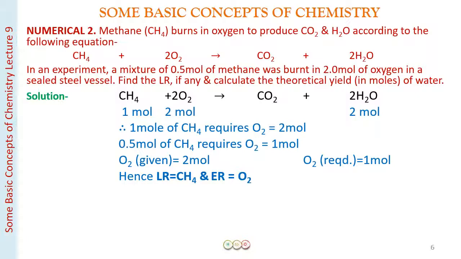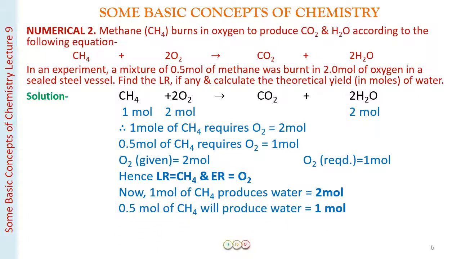So I hope this is clear to you, and for all your stoichiometric calculations, after balancing the equation, first of all check whether any of the reagent is a limiting reagent, and then move on with the rest of your calculations. So now for the product formed, 1 mole of methane produces water 2 mole, so 0.5 mole of methane will produce how much water? This is 1 mole.